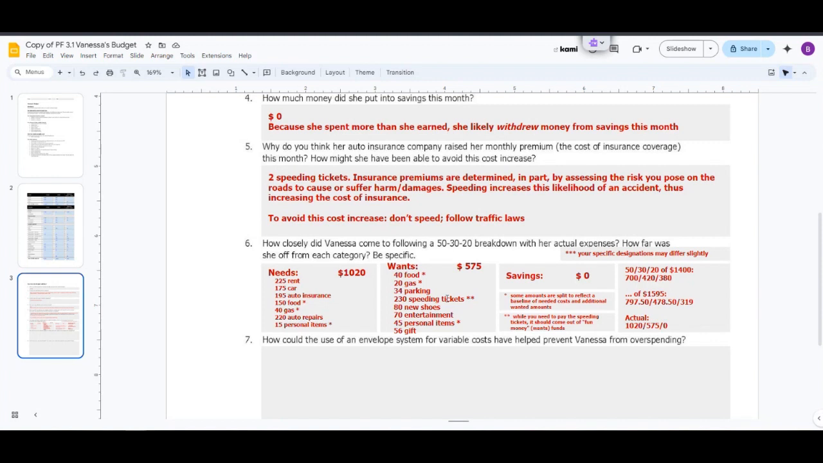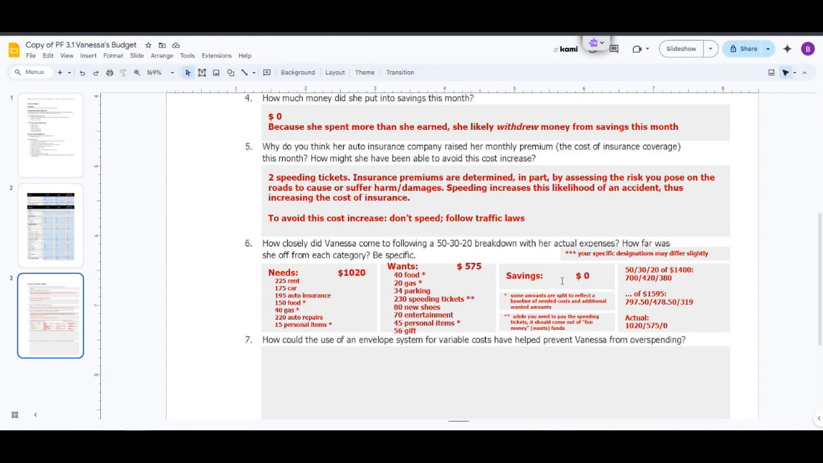She doesn't want to pay those, but she does have to pay it. Generally, we would take those types of consequential spending out of her wants. Should come out of her fun money, not her needed expenses. Shoes, entertainment, her gift, all of those I put into her wants. So I ended up putting 1,020 into needs, 575 into wants, and of course we saw she put 0 into savings.